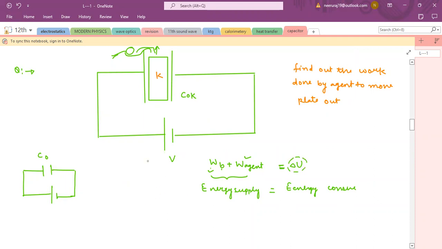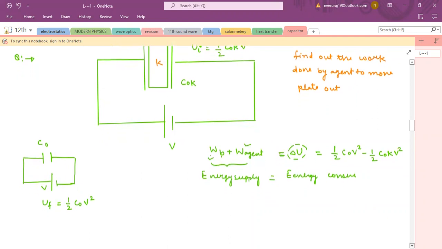So change in potential energy is final potential energy minus initial. You will say final potential energy is half C naught V square. This is the initial potential energy. Initial potential energy is going to be half C naught K into V square. So change in potential energy is final potential energy, half C naught V square, minus initial, half C naught K V square, right?